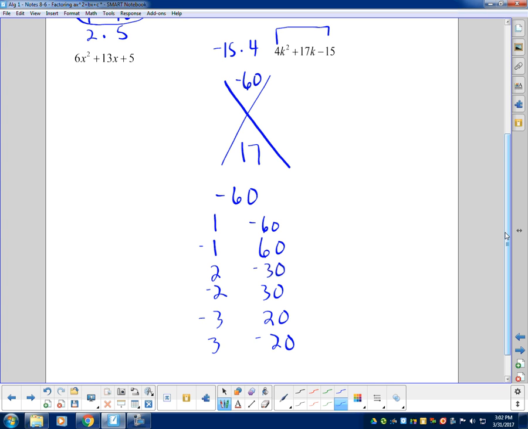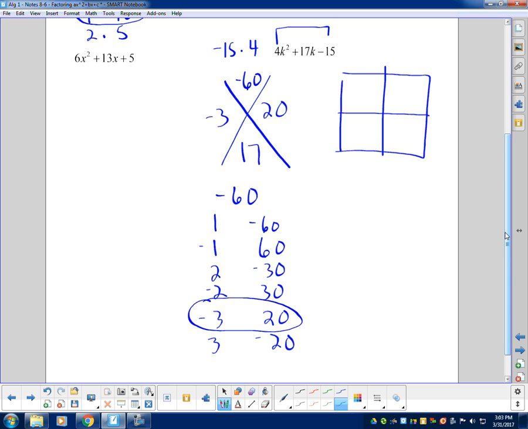Oh, wait a minute, I think I've got it. So looking here at the negative 3 and 20, we don't really need to go any farther. We could keep going, list 4 and 15, and 5 and 12, and 6 and 10, and keep going. But it looks like negative 3 and 20 will work. So let's go ahead and stop there. A negative 3 here, a 20 here. So that's the X part of this factoring method.